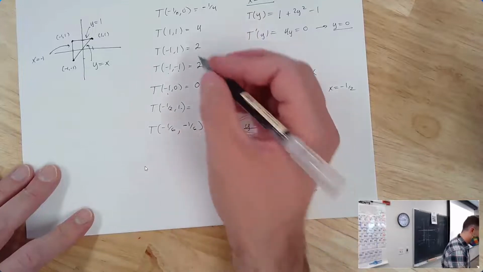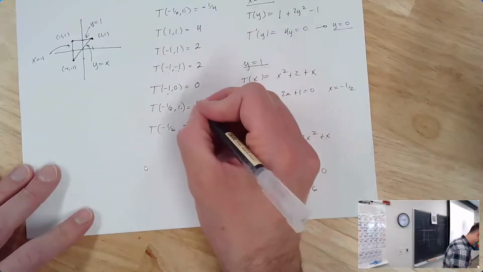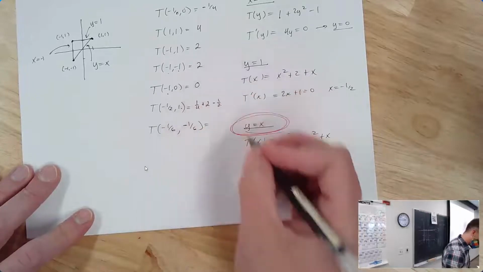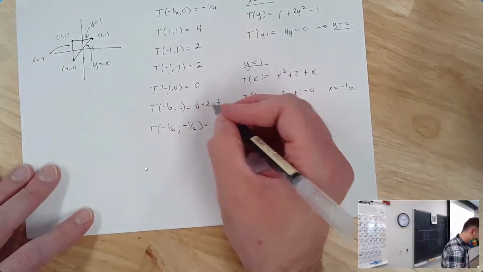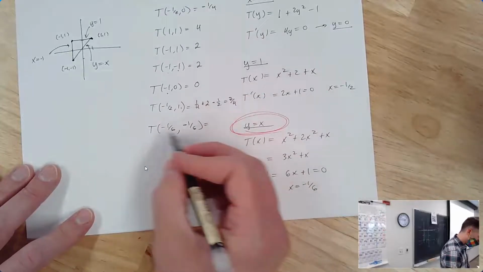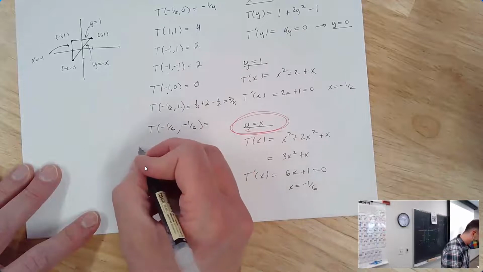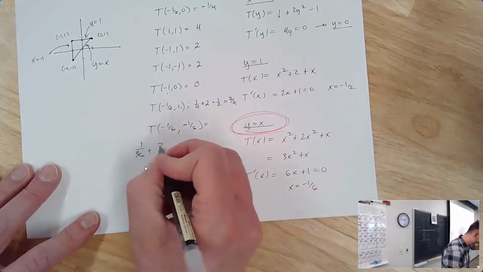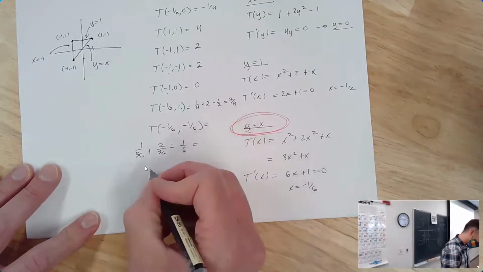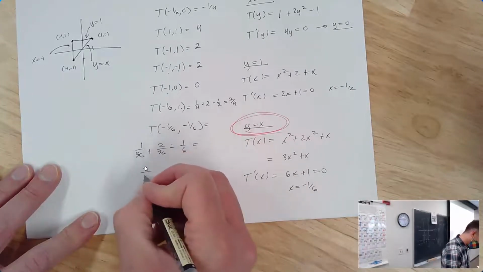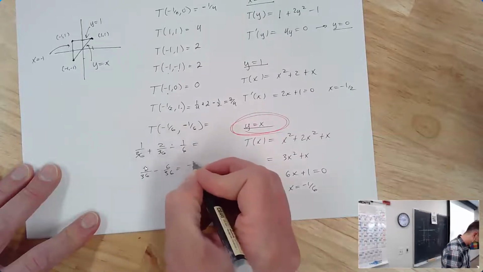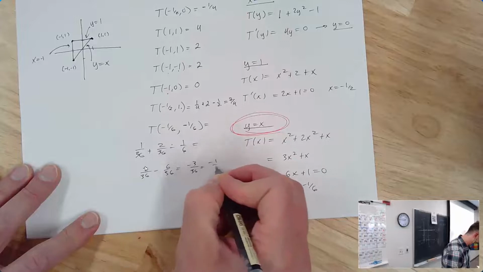-1/2, 1 is going to be 1/4 plus 2 minus 1/2, which is 2 minus 1/4, so 1.75 or 7/4. And then this one is ugly. It's going to be 1/36 plus 2/36 minus 1/6, which is 3/36 minus 6/36, which is -3/36, which is -1/12.